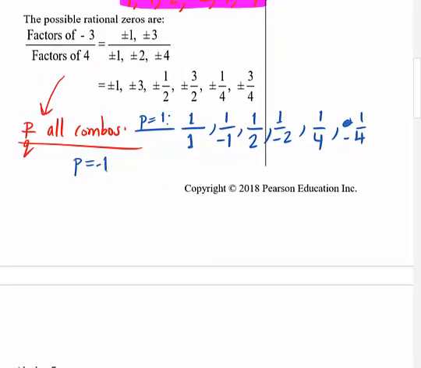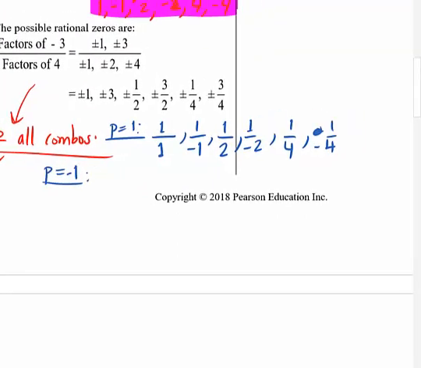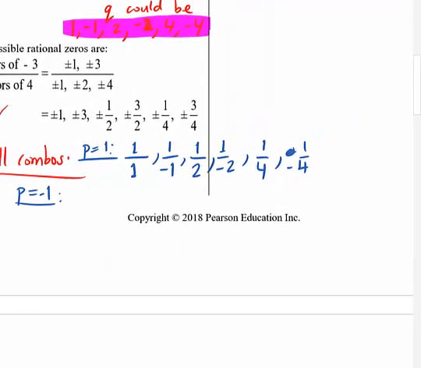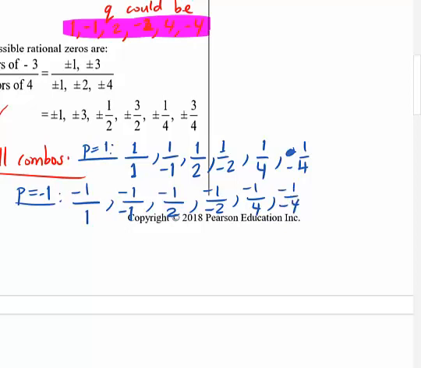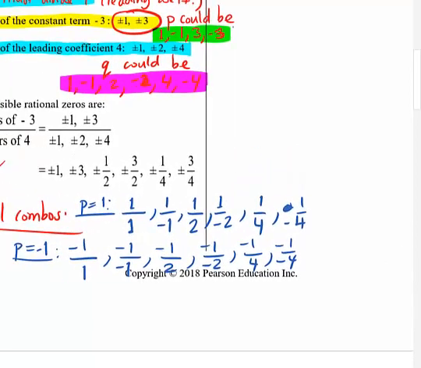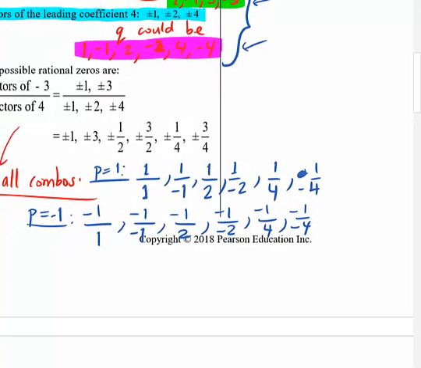What about when p was -1? P could be -1, so it could be -1 over +1, which is the first possibility for q. Could be -1 over -1, -1 over +2, -1 over -2, -1 over 4, -1 over -4. Right now, what I'm doing is just listing all possible combinations of any of those green numbers over any of those purple numbers.